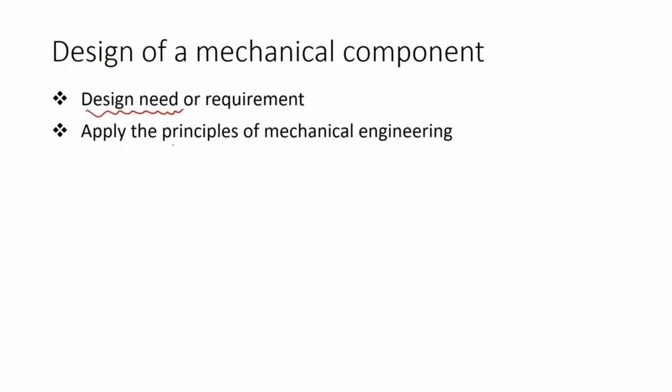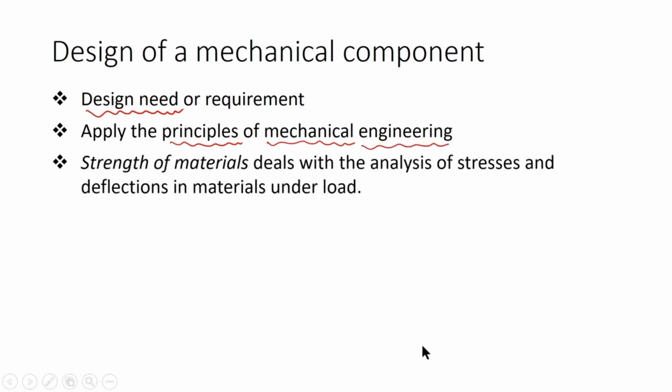As I mentioned, we have to apply the knowledge of mechanical engineering. So what knowledge is required? The fundamental knowledge of the strength of materials. The strength of materials deals with the analysis of stresses and deflections in the materials which are under load. To manufacture any physical product, we need materials and we must know how the materials behave under the application of the load.